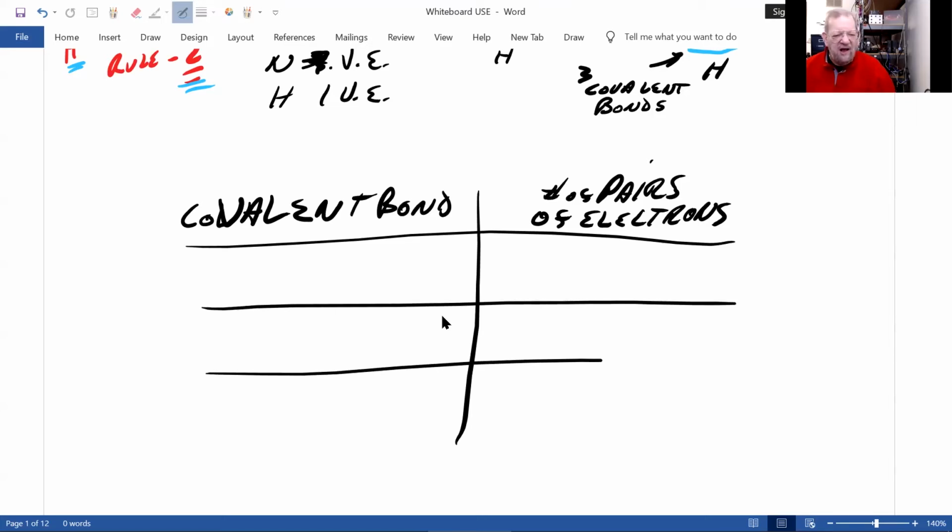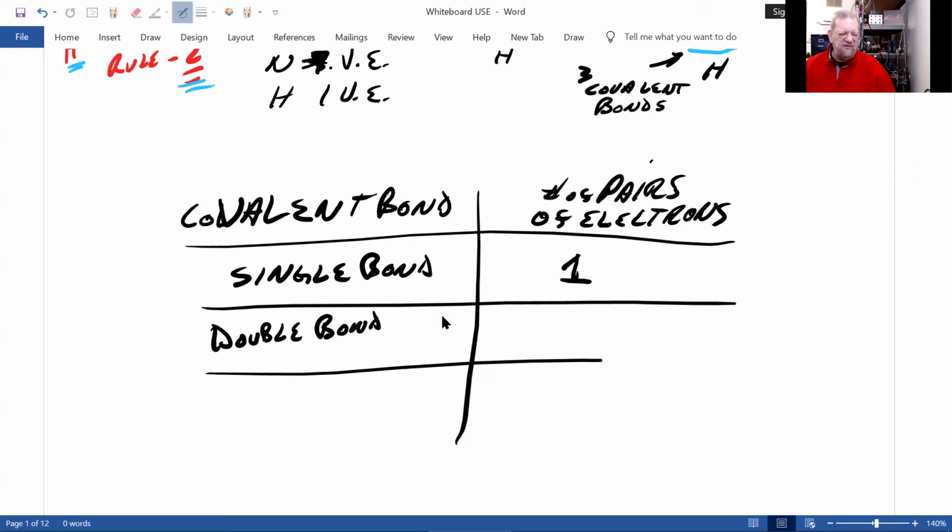All right, first covalent bond, single bond. And how many pairs of electrons are being shared? One. Second type of covalent bond, double bond. How many pairs of electrons are being shared? Two. And finally, triple bond. And how many pairs of electrons are being shared? Three.